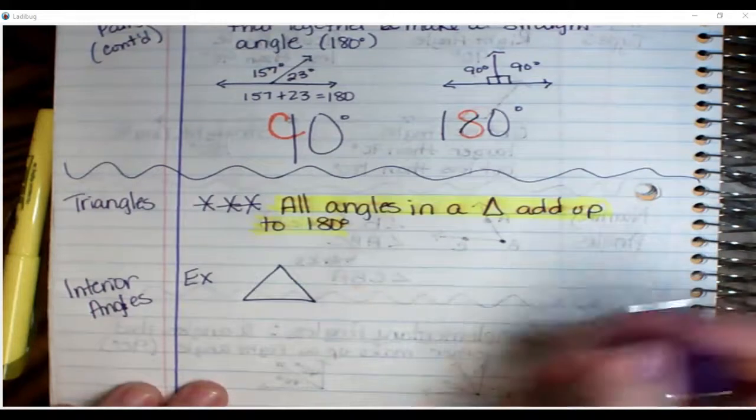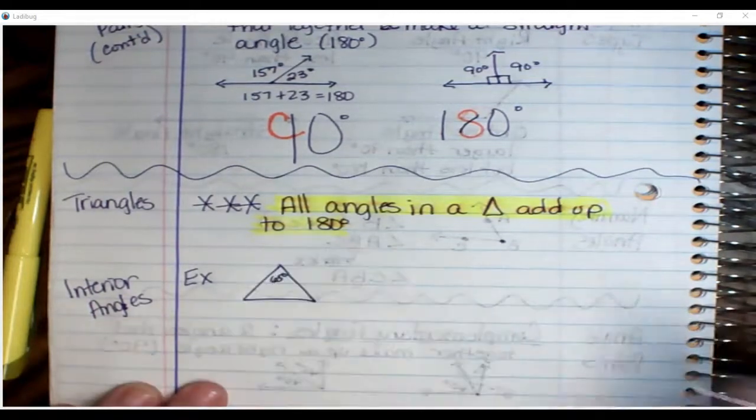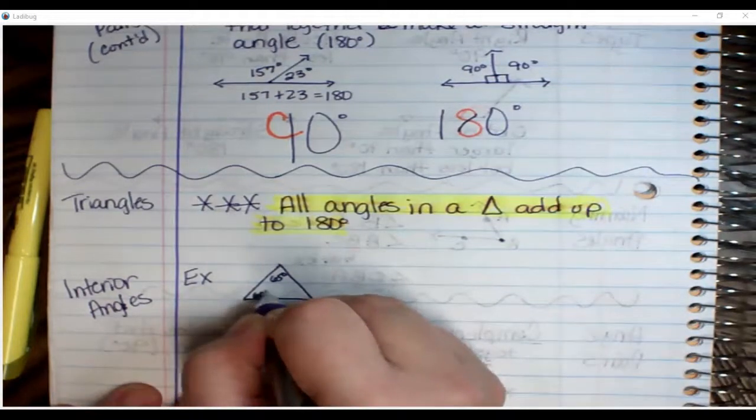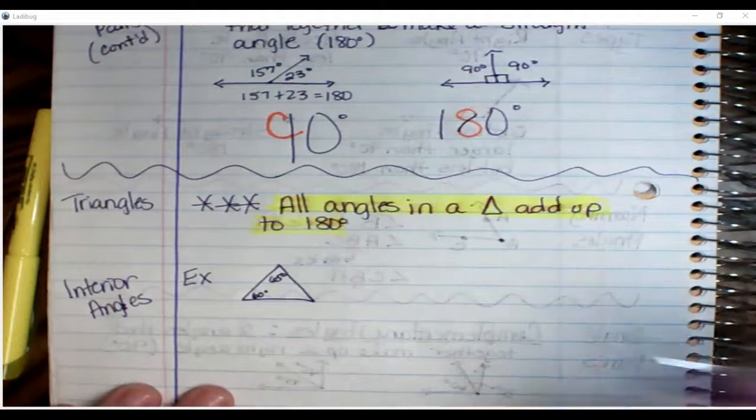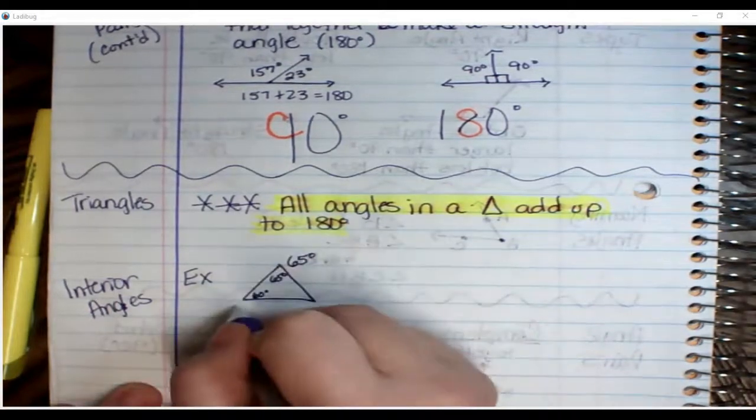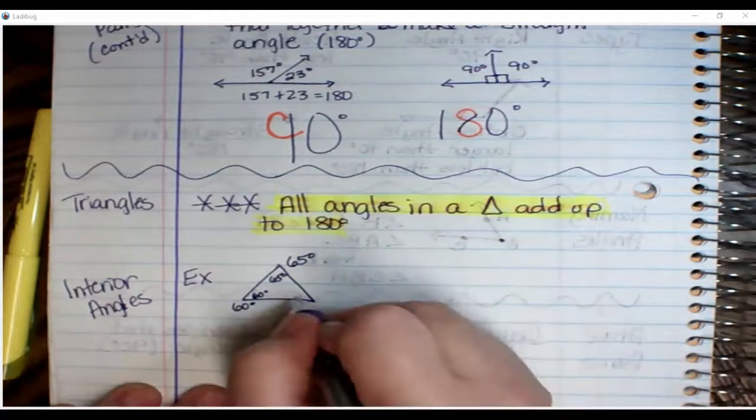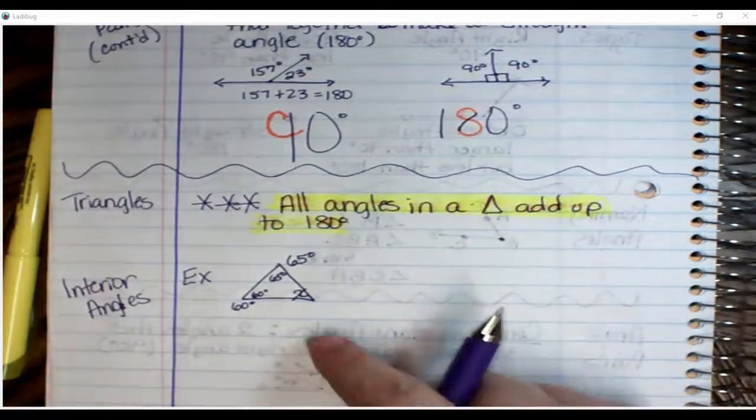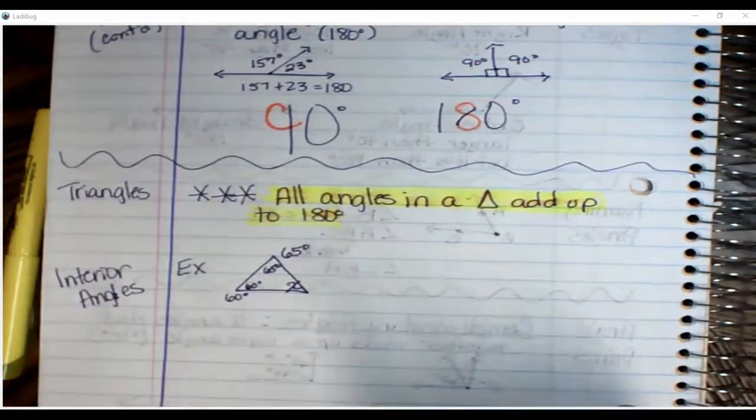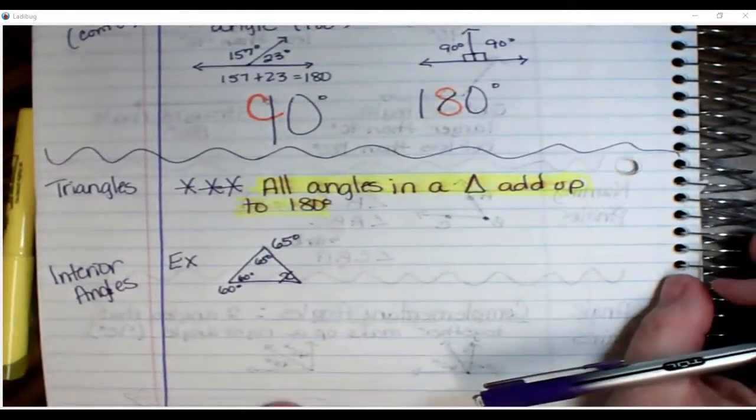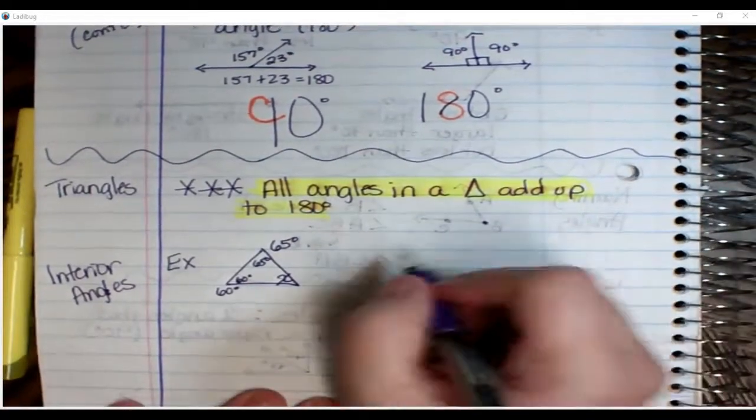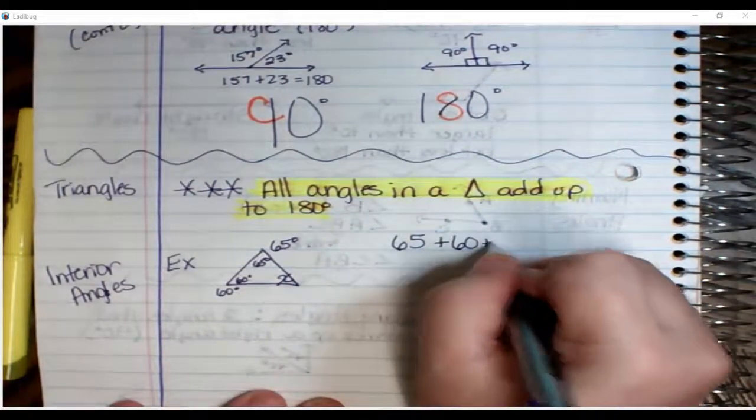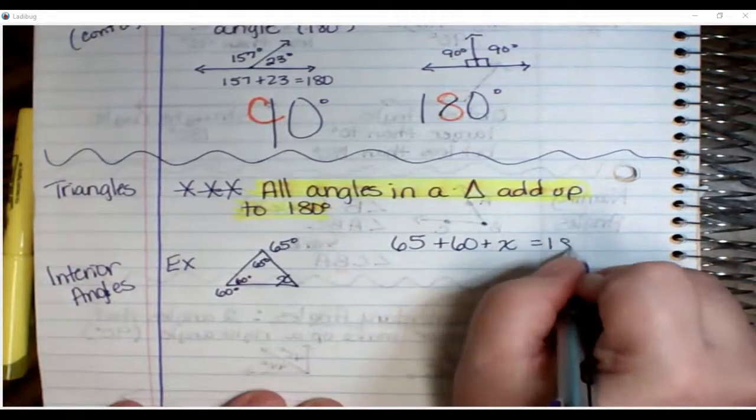All right, here's my triangle. That angle is 65 degrees. This angle is 60 degrees. I'll write it out here a little bit bigger on the side: 65, 60 degrees. But we don't know this angle, angle X. In order to find that out, I know that all three angles have to add up to be what? 180 degrees. Well, let's just add them up. 65 plus 60 plus X equals 180.